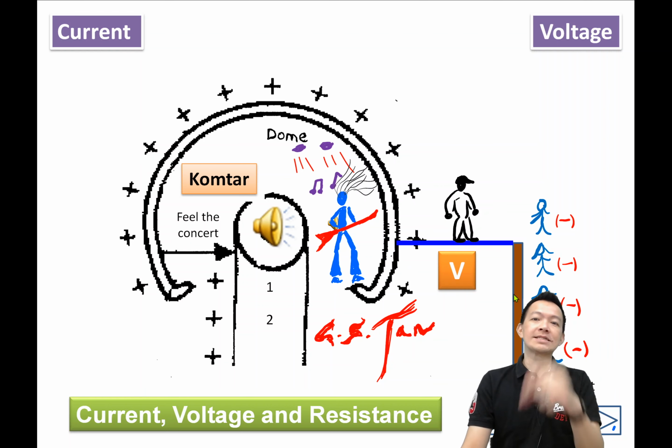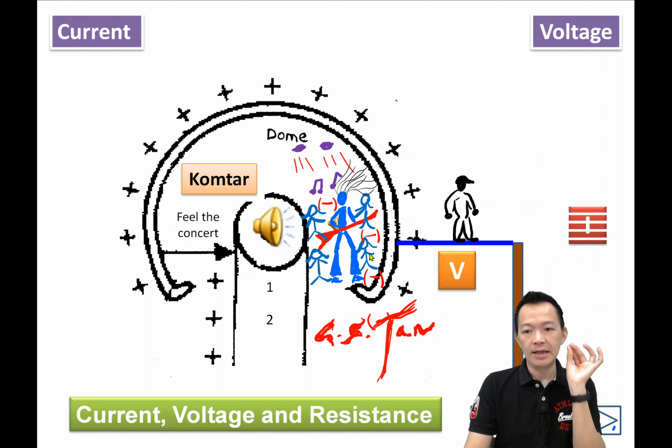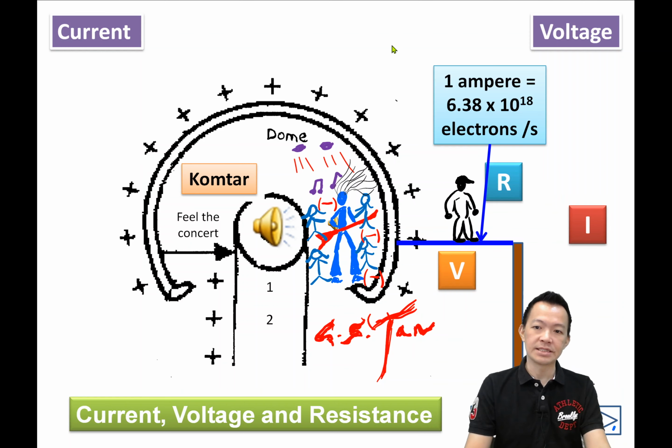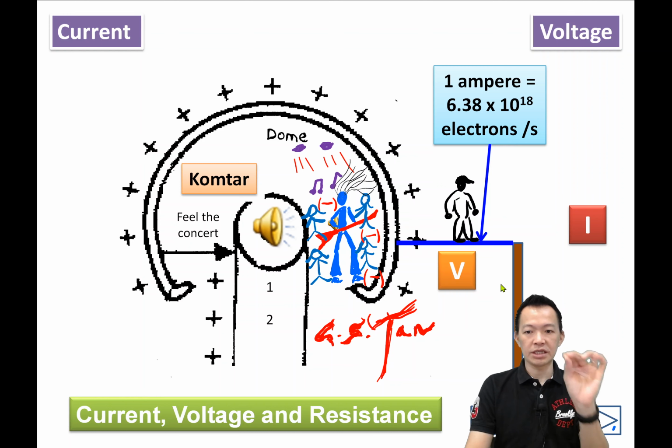I calculate that in 1 second, 在一秒里面, how many electrons pass through the door, 经过这个门经过那个导电体呢。Okay, so after my calculation, I get the answer, 1 ampere, 我就找到了我的答案 1 ampere. So what is meant by 1 ampere? 什么叫 1 ampere? 6.38 times 10 to the power 18 electrons per second, 就是一秒里面有这样多粒的 electron 经过那个导电体。So this is 1 ampere.